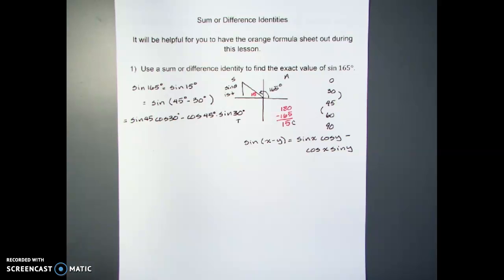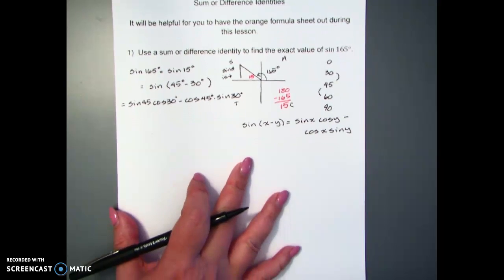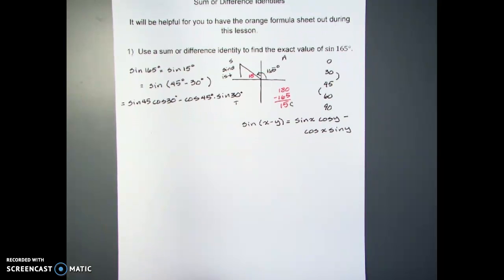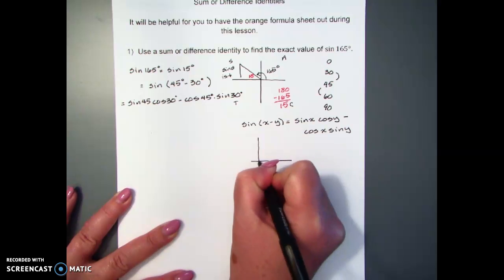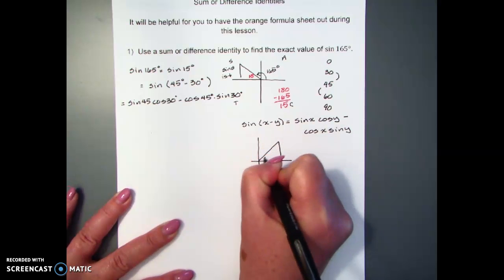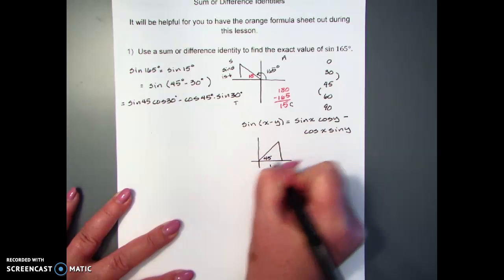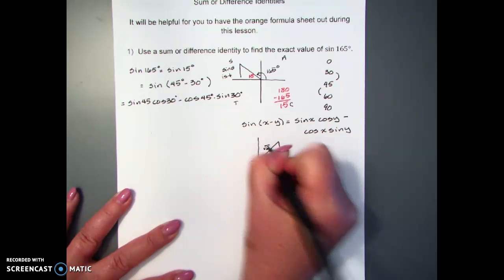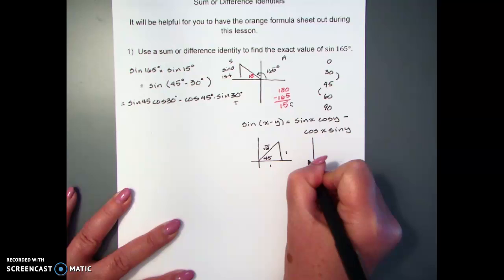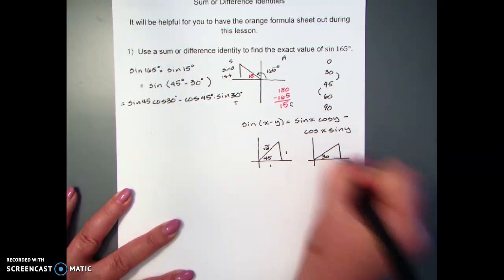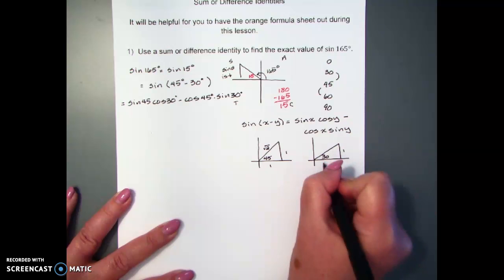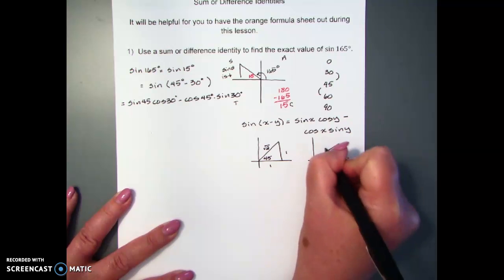Using that formula, what we want to do is figure out the sine and cosine of 45 and the sine and cosine of 30. If you don't have your unit circle memorized, you could draw out the triangles. If I have a 45, 45, 90, these would each be 1 and this would be root 2. And if I have a 30, 60, 90, we know the side opposite the 30 is the 1, opposite the 60 is the root 3, and opposite the 90 is 2.